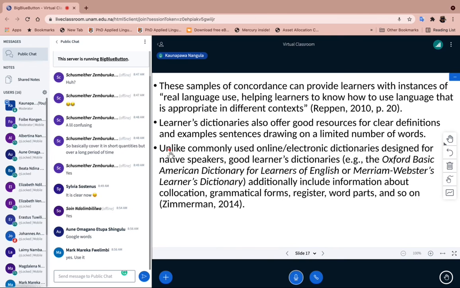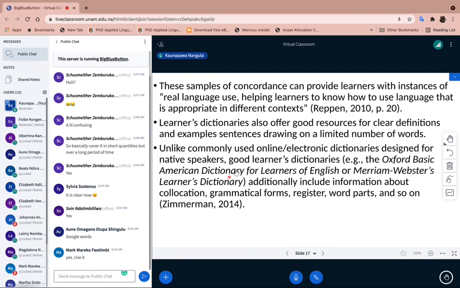And many times when you go on, let's say, dictionary.com, it is meant for native speakers, people who were born speaking English. But for us who are learning English, and for our learners, there are dictionaries that are meant for that population. For example, we have Good Learner Dictionaries, the Oxford Basic American Dictionary for learners of English. Do you understand? And then Merriam-Webster's Learner's Dictionary.